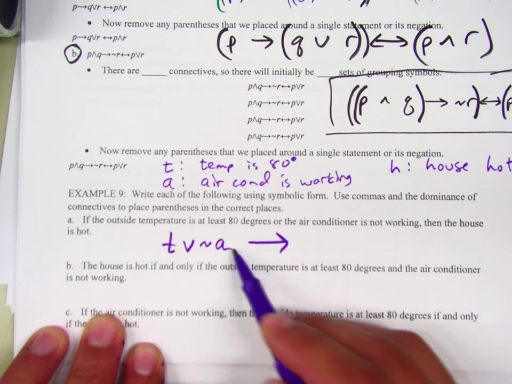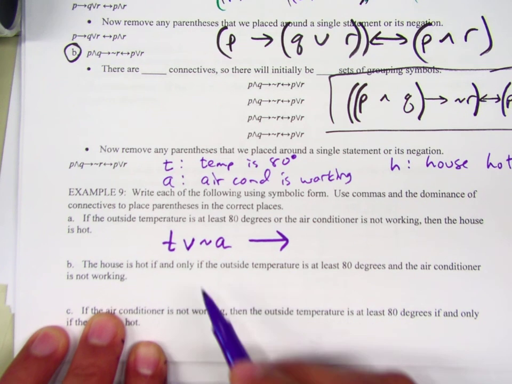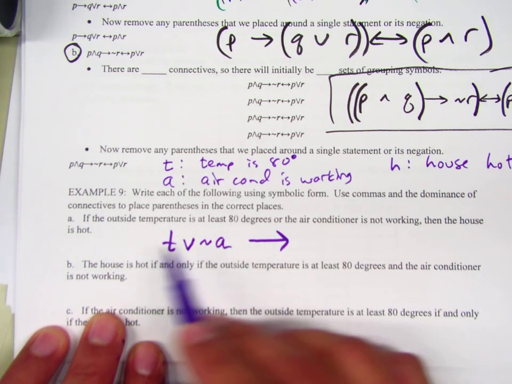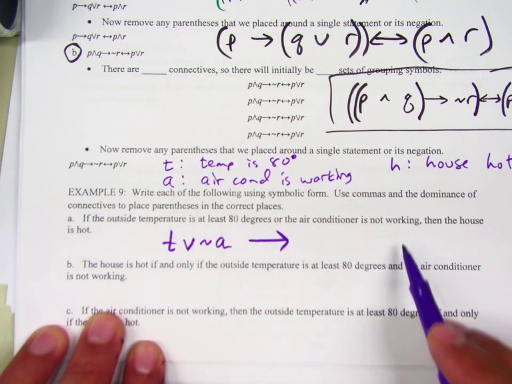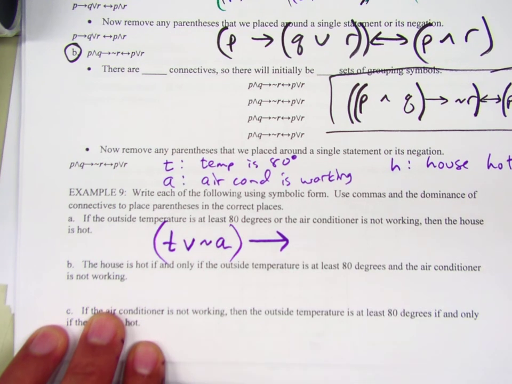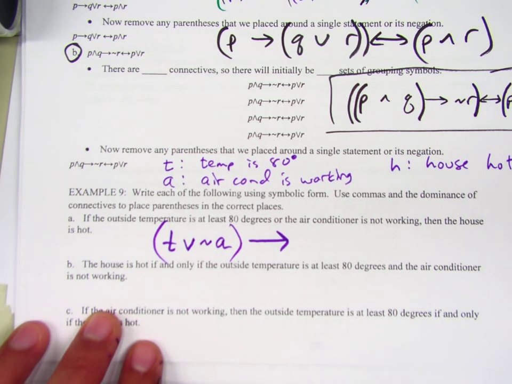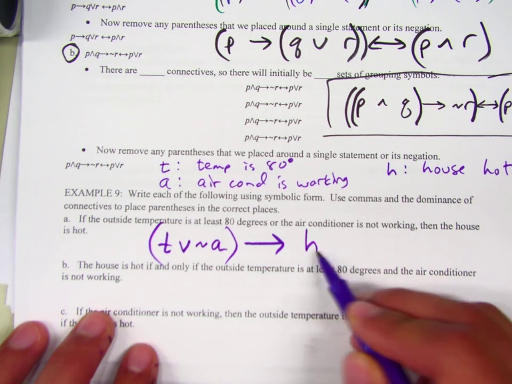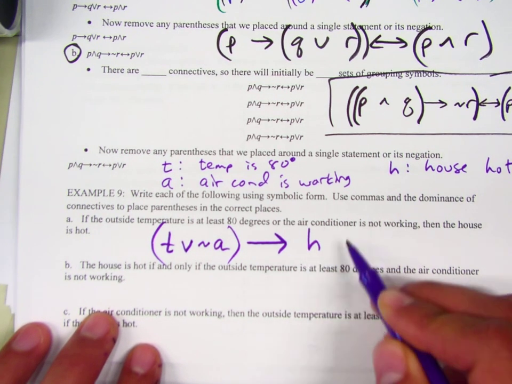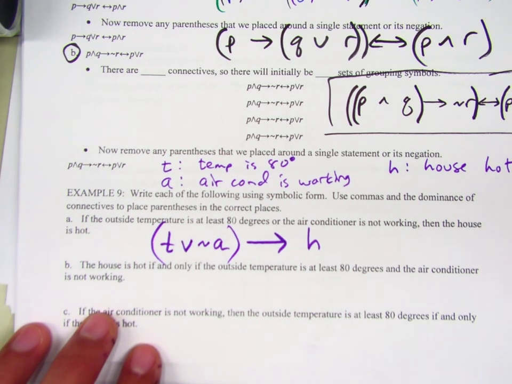And you see that natural separation in the sentence? If the outside temp is at least 80 or the air is not working, then the house is hot. So then this gets its own set of parentheses. And then what comes after that? H. And we do not need a set of parentheses here because it's just a letter. There's nothing else to do with it. Okay?